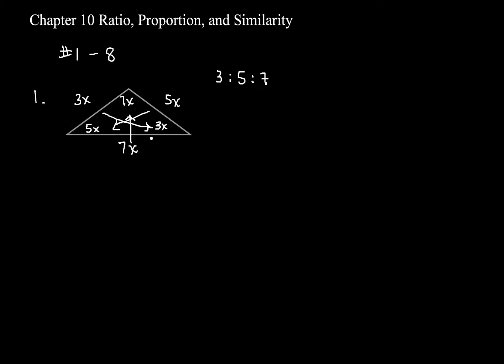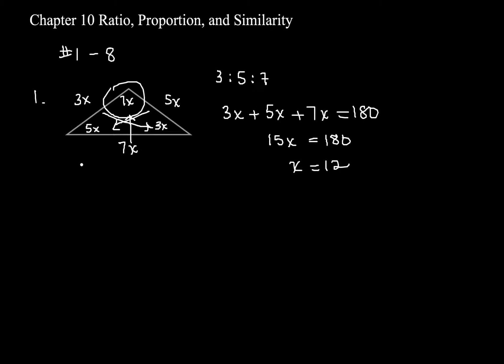Once you set that up, you're just going to add all the angles up. 3x plus 5x plus 7x equals 180 degrees. You add that up, you get 15x equals 180, and you're going to get x equals 12. They want to know what the largest angle is, so that would be the one with the 7x. So you would say 7 times 12 equals 84 degrees. That's the largest angle.